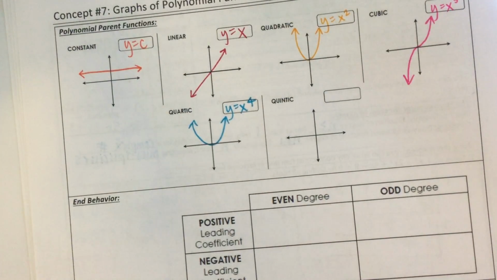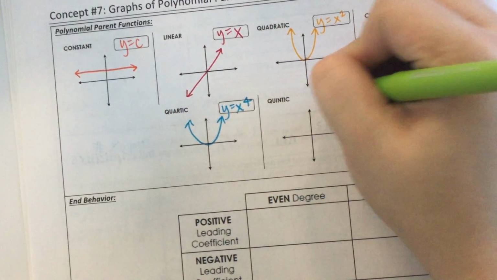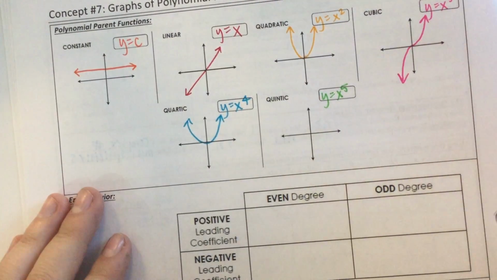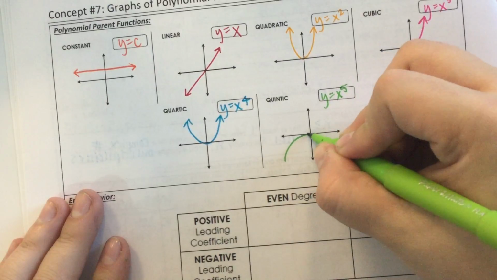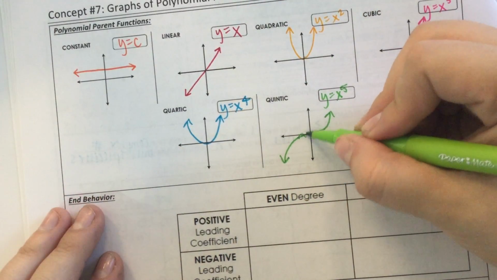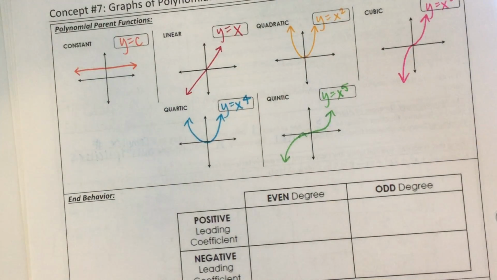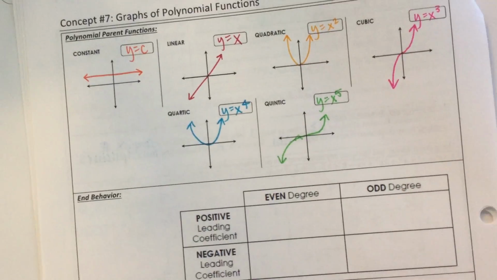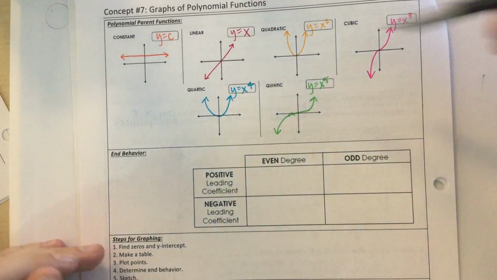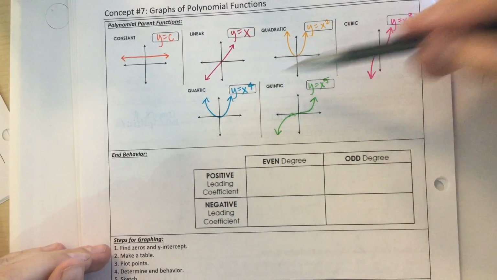And then finally a quintic is y equals x to the 5th, and that kind of looks like the cubic, just a little bit wider, and it actually does something in the middle where it does a little wiggle there too. So those are the 6 parent functions we're going to talk about. Anything after that, they're just variations of these right here.